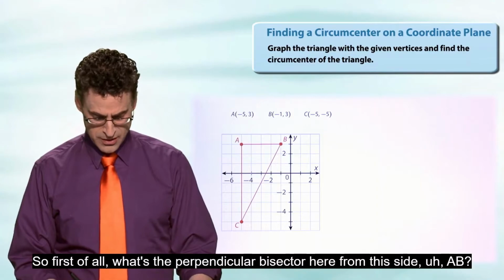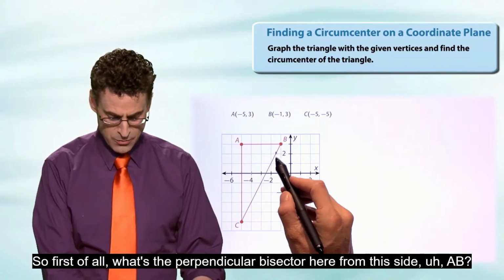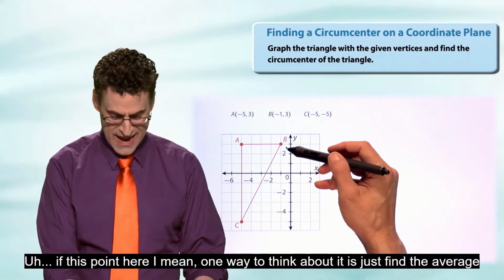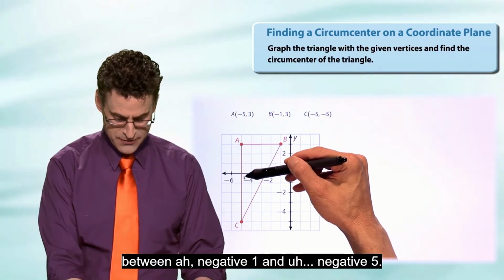So first of all, what's the perpendicular bisector here from this side, AB? Well, you can see it for yourself. If this point here, one way to think about it is find the average between negative 1 and negative 5.